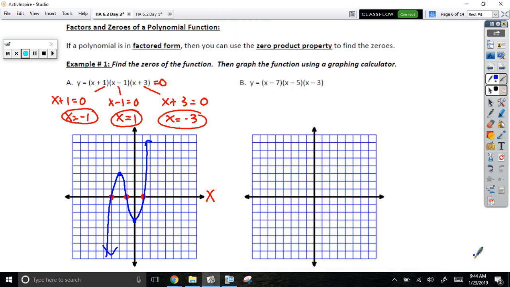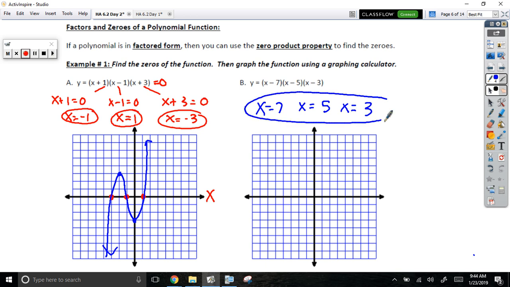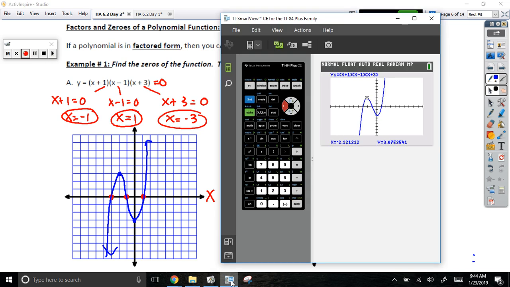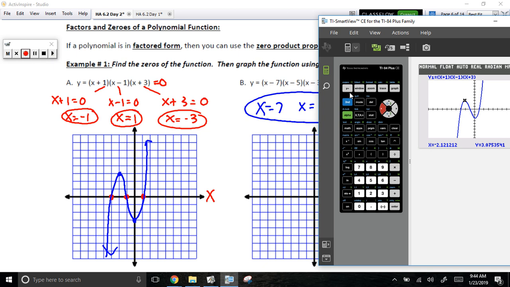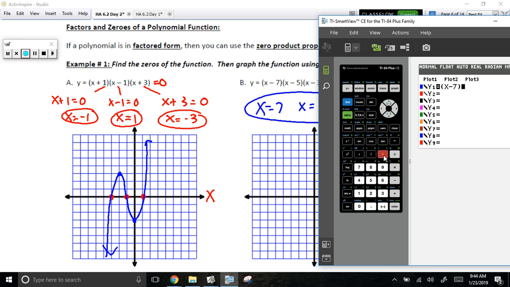All right, example B. Who can give me the 3 zeros that we would find based on the equation? Dylan. 7, 5, 3. 7, 5, and 3. So start by plotting those. They're all on the positive side. And then again, we'll go to our y equals, type in this new equation to find out the maxes and mins. So factored form is really friendly for graphing because you don't have to do as much second trace work.